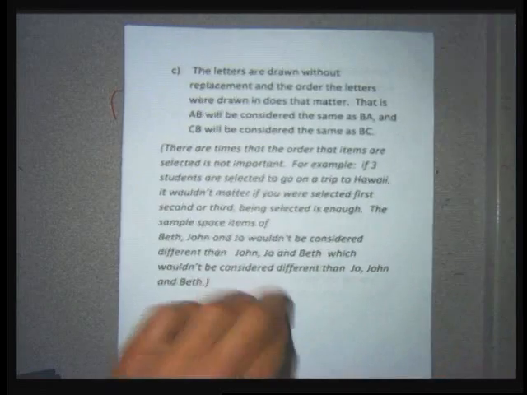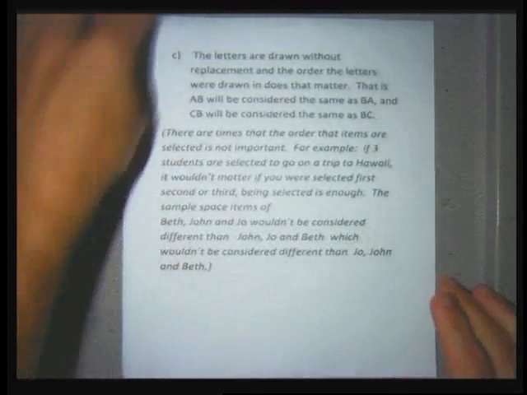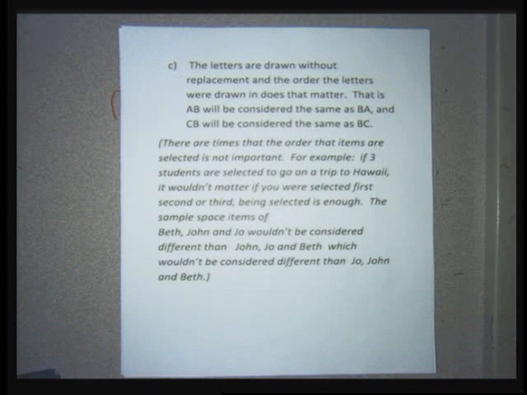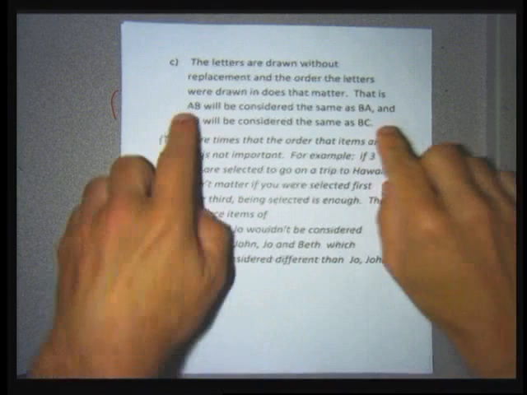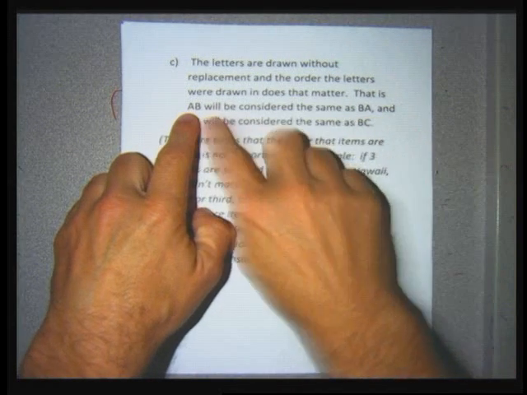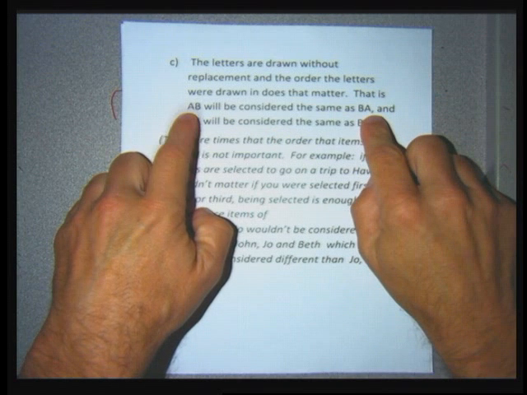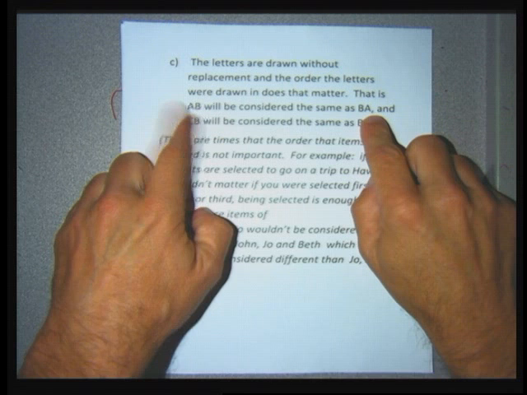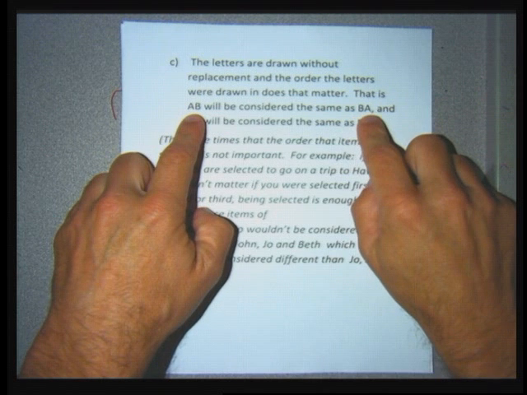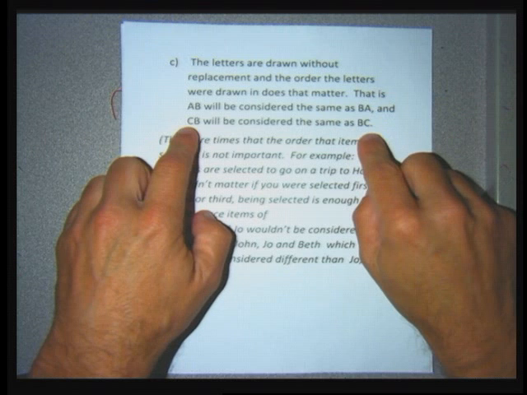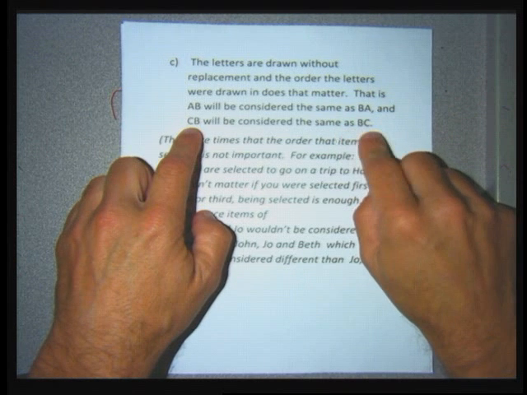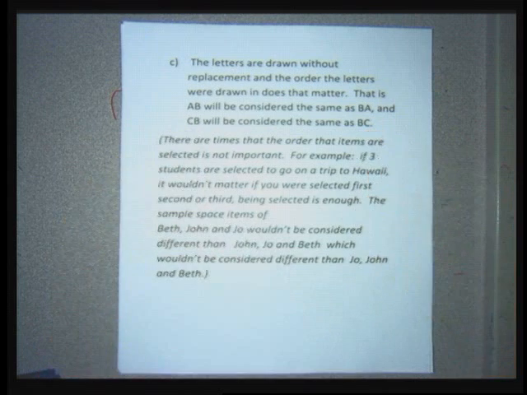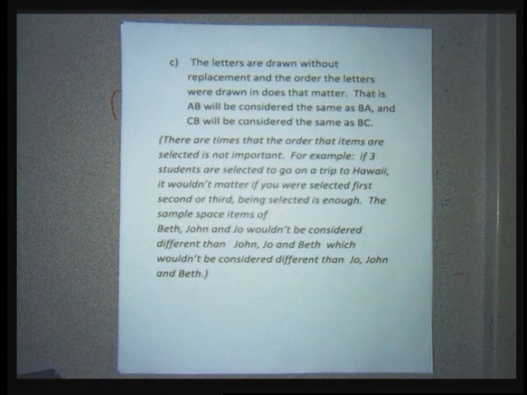So the next problem is part C of this, and it says the letters are drawn without replacement, and the order the letters were drawn in doesn't matter. So in this case, for this particular problem, I won't write both AB and BA. Those are going to be considered the same. Picking the letters A and B, regardless if it's A first and B second, or B first and A second, will be considered the same. Similarly, picking C first and B second is going to be considered the same as picking B first and C second, so that just the letters that are drawn are important and not the order that I write them in.